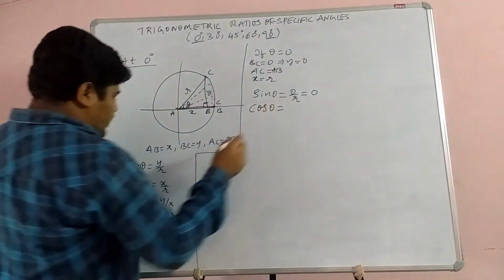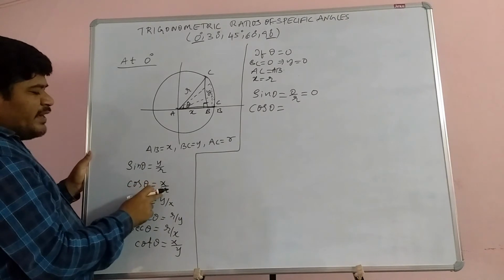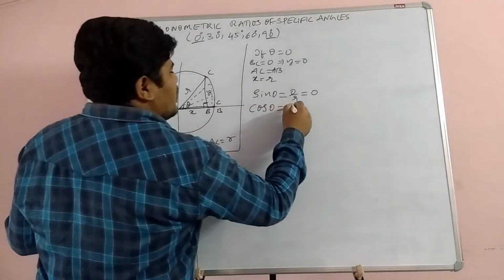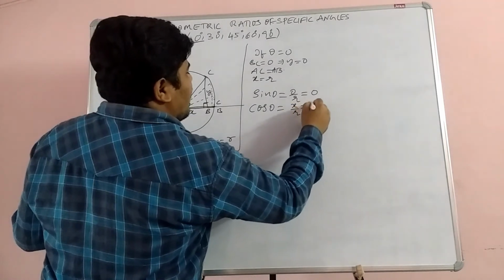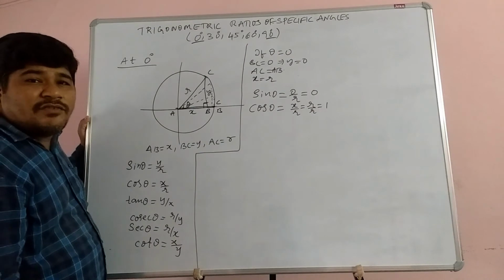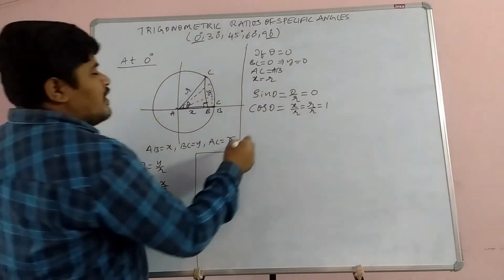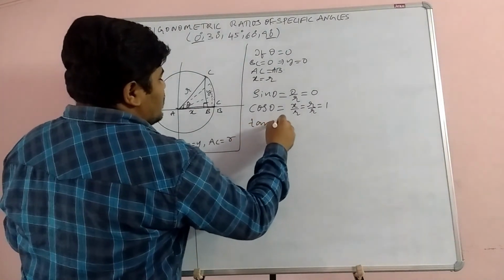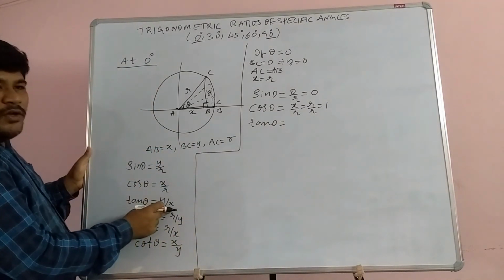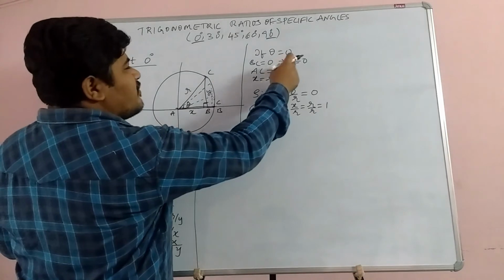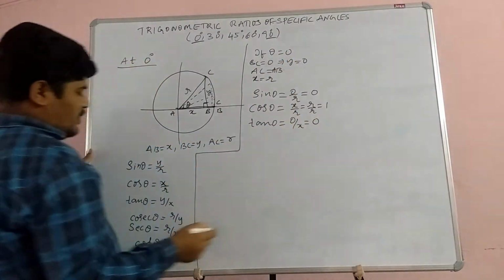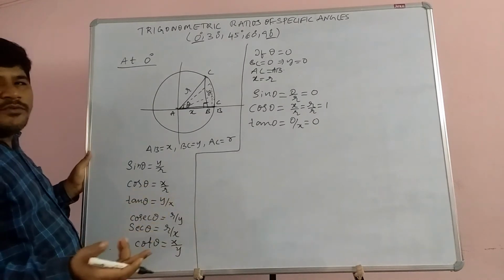Now we'll see cos 0. Cos 0 is equal to x by r. But x is equal to r, no? Yes or no? So x by r can be written as r by r, both are equal, that is equal to 1. So cos 0 is equal to 1. Now tan 0. Tan theta is equal to y by x. So tan 0 becomes, y is equal to 0, so that is 0 by x, which is 0.